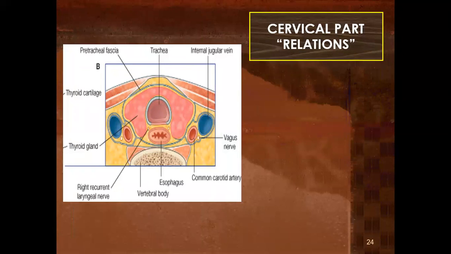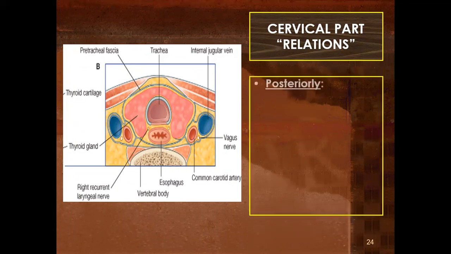Now coming to some of the important relations, because the esophagus is a very important structure and it can develop carcinoma and other conditions. So you should know the relations. What are the structures which are very close to the esophagus? So we have to study some of the important relations.